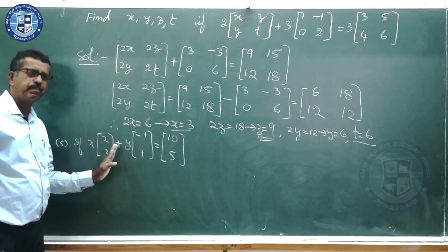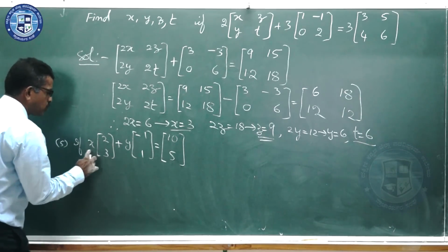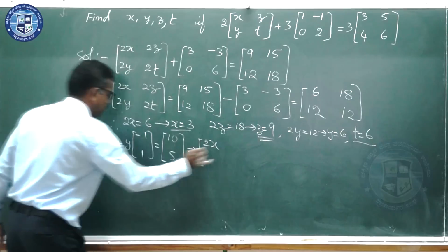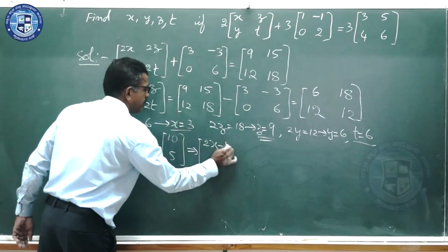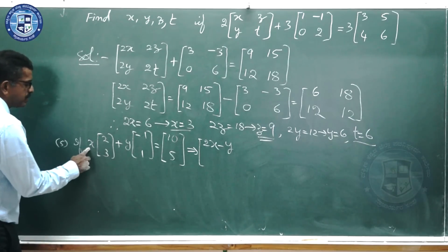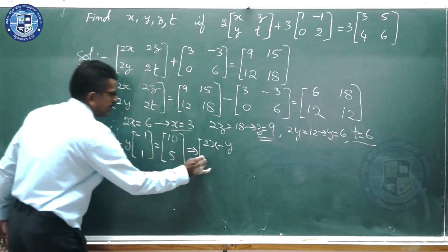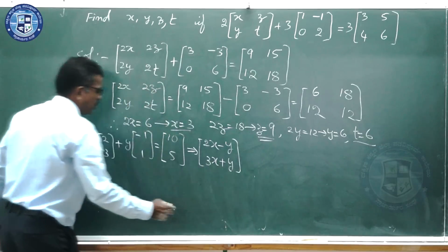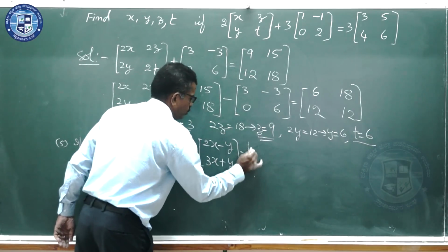This also would be very simple. Just x into 2 3 means it is 2x. 2x added with minus 1 into y, it is minus y. Here 3x added with y into 1, it is y. Therefore 3x plus y. I have used the concept of addition of matrices here. And what is the right hand side?